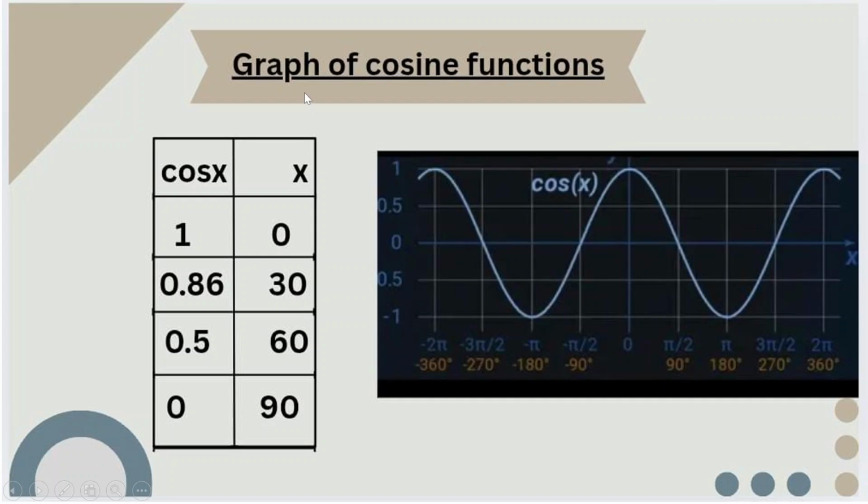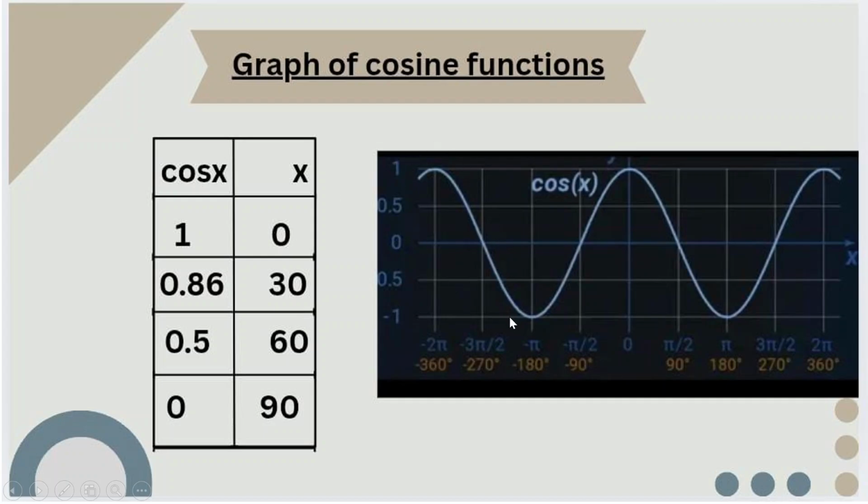Okay, now I have represented the graph of cosine functions. If we put x equals 0, then the value of the cosine function will be 1, which is its positive maximum value. Similarly, if we put x equals 30 degrees, 60 degrees, or 90 degrees, then the values of the cosine function will be 0.86, 0.5, and 0 respectively.